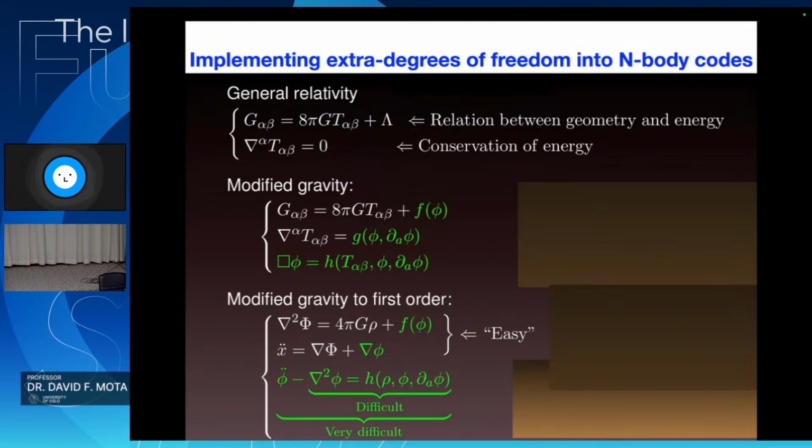The Bardeen potential? Yes. How do I know that it's safe to linearize? Oh yeah, because one thing I can do is just run the simulation and see what's the value of the Bardeen potential at galaxy scales, and I see it's going to be around 10 to the minus 5.